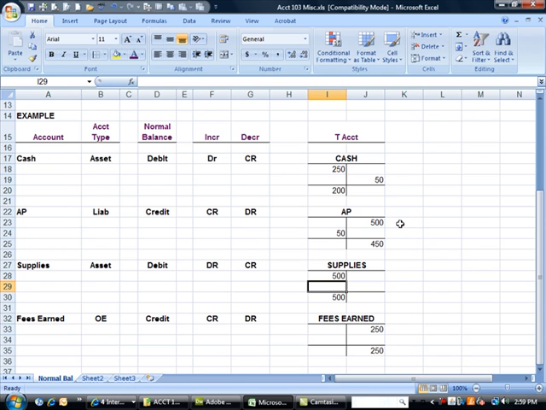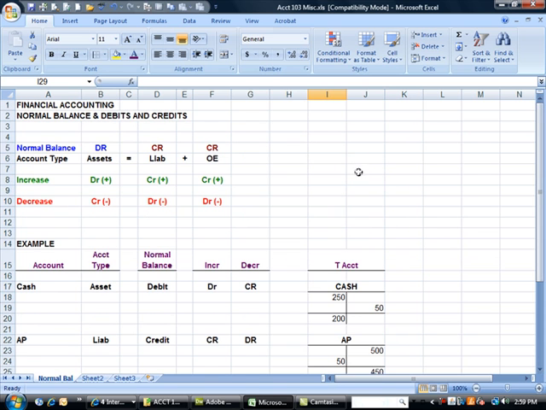Then finally, let's say we pay $50 on our account. So our cash goes down by 50 and our AP goes down by 50, and I am in balance. Hopefully this helps. Go ahead and listen to it a couple of times, but that is the best way to remember the normal balance, the accounting equation, and the increase and decrease to account types.